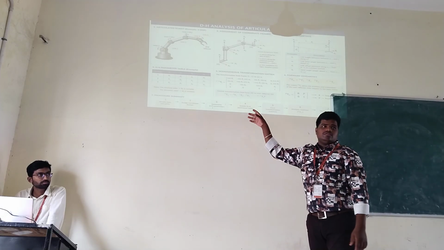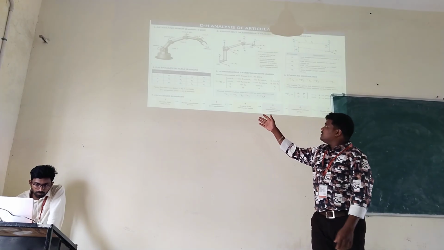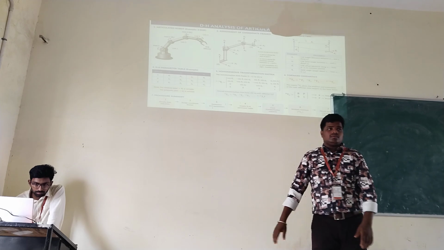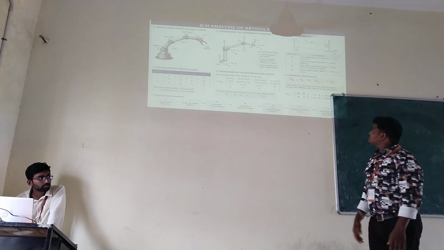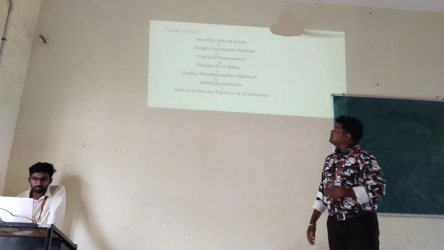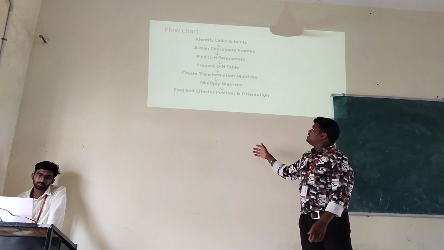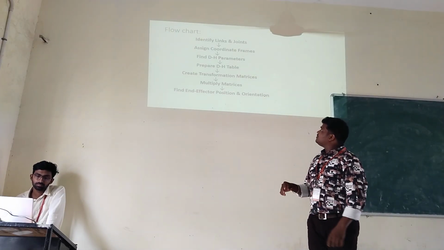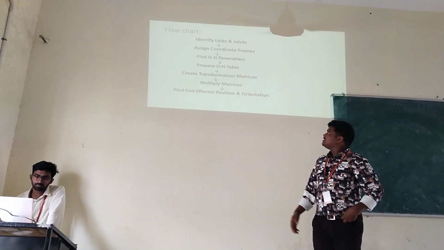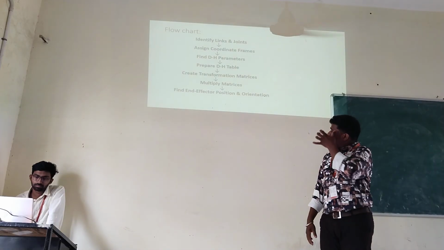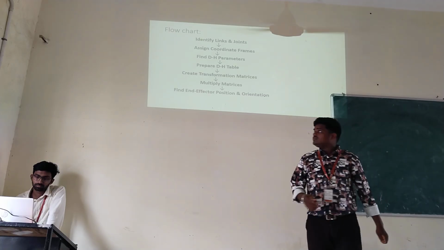For the DH parameters, last time we discussed theta, A, and alpha. These use the same kind of coordinate frames. So we do DH analysis by identifying links and joints, assigning coordinate frames, finding the DH parameters, preparing the DH table, creating transformation matrices, multiplying the matrices, and finding the end effector position and orientation.